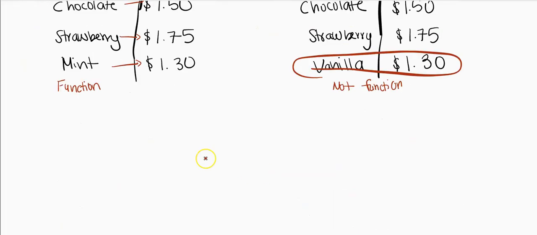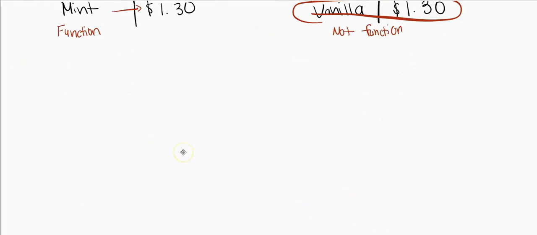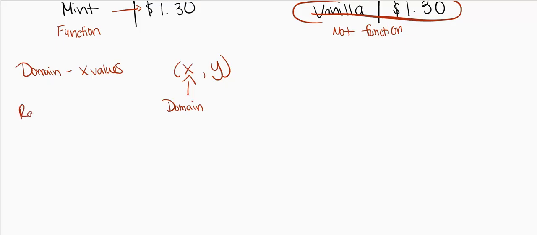So let's get into relations, the domain, and the range. When it comes to domain, we are specifically looking at our x values. And so if we have a coordinate point (x, y), x would represent our domain. Next is our range. Our range represents our y values. So we would correspond y, or anything in the second coordinate, as my range.